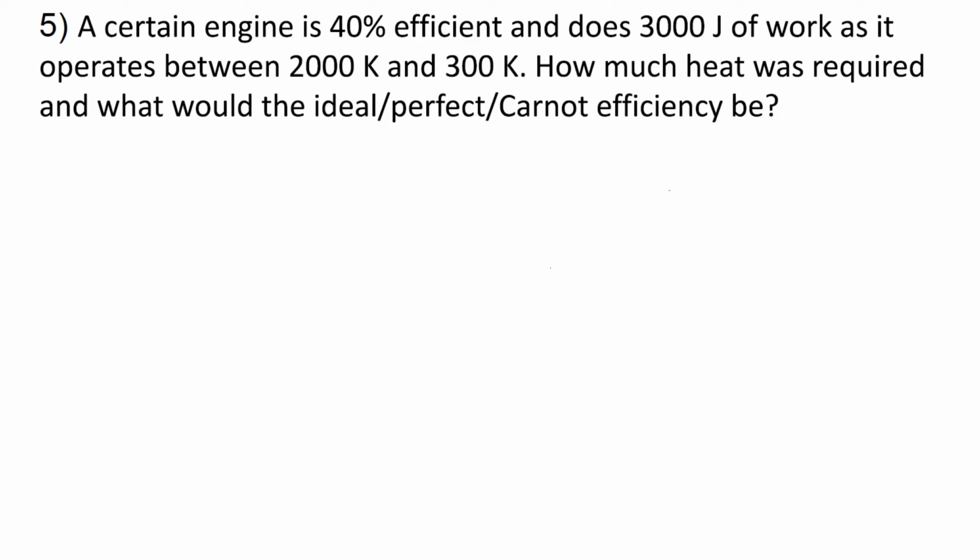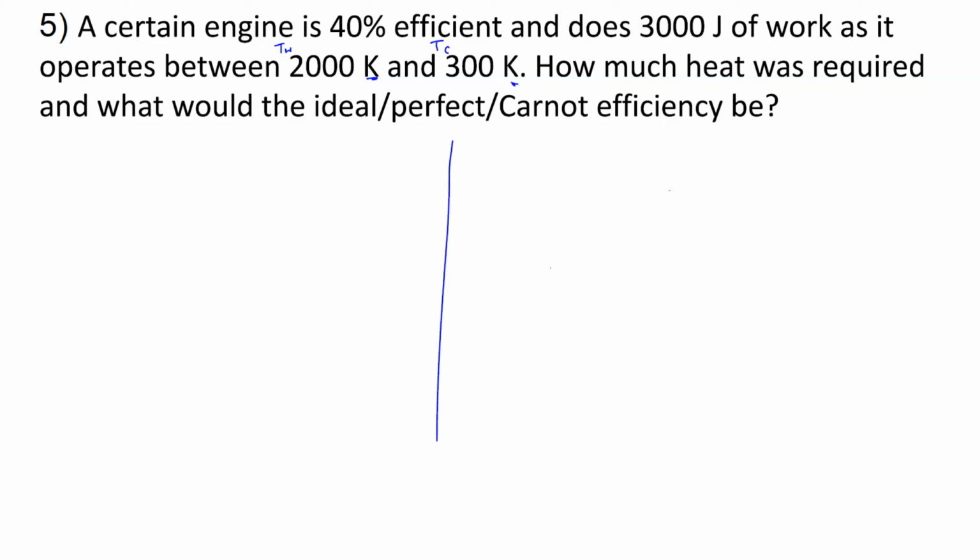Right here I have an engine that's 40% efficient, does 3,000 joules of work as it operates between 2,000 K and 300 K. Now those are the temperatures. This would be the hot temperature, and this is the cold temperature, and those are already in Kelvin. That's good. If they weren't in Kelvin, we'd have to put them in Kelvin. Remember how some things have to be done in Kelvin? This would be one of them. They're asking us 2 questions. How much heat was required, and what is the ideal perfect Carnot efficiency?